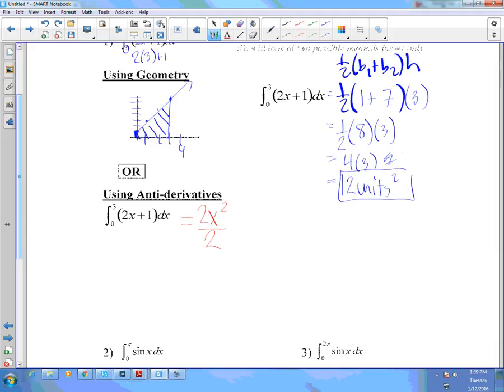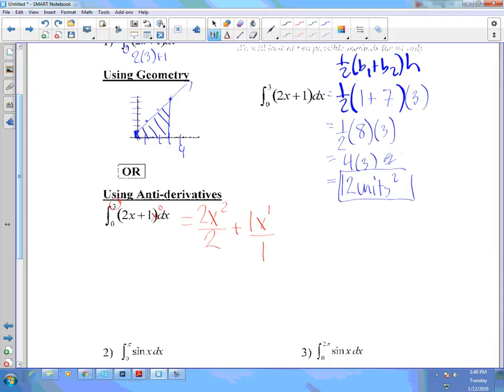This 1 is technically x to the 0 power. That's why it's not written. So we increase the exponent. It goes from 0 to x to the first power. So the 1 is still there, x to the first power. We divide by 1. Now, we also have to do plus c if it's an indefinite integral.